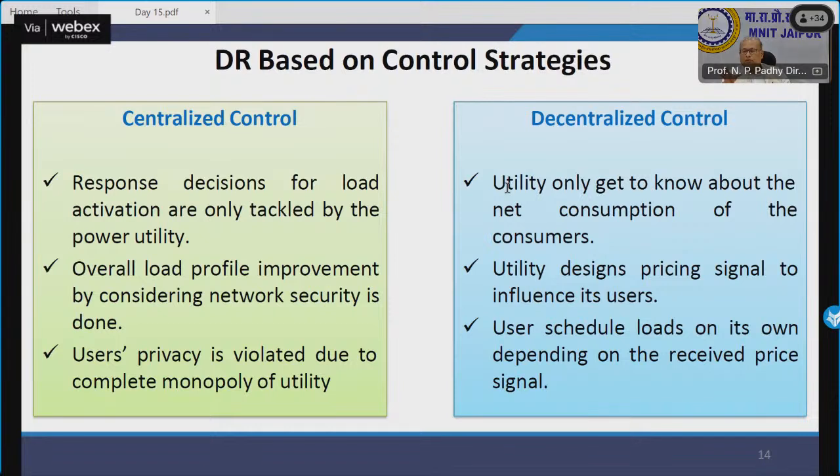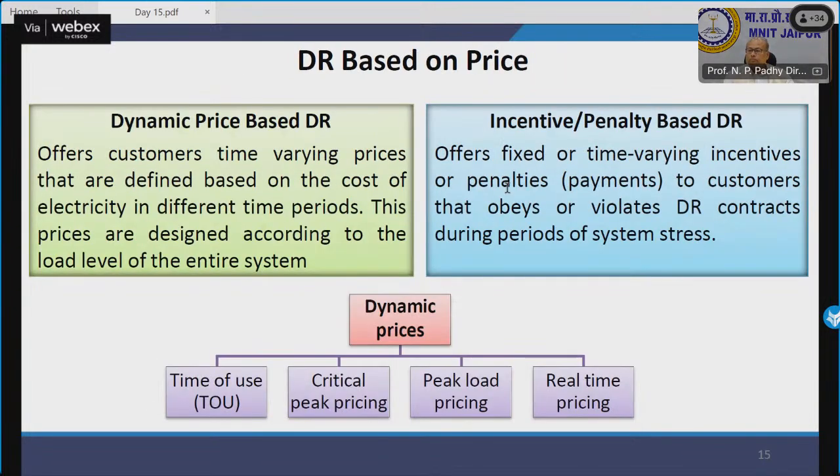Centralized control means response decisions for load activation are only tackled by the power utility. Overall load profile improvement by considering network security is done. Users' privacy is violated due to complete monopoly of the utility. The utility only gets to know about the net consumption of the consumers. The utility designs price signals to influence its users. Users schedule loads on their own depending on the revised price signals.